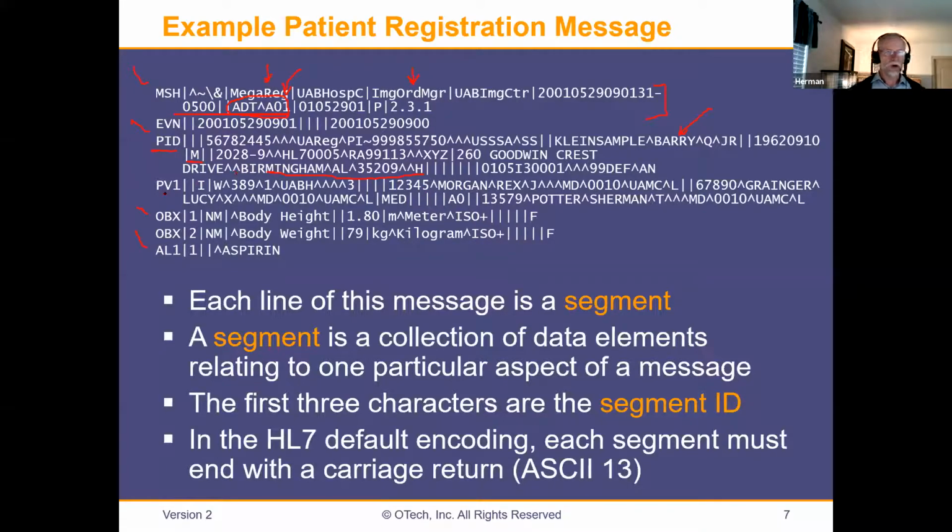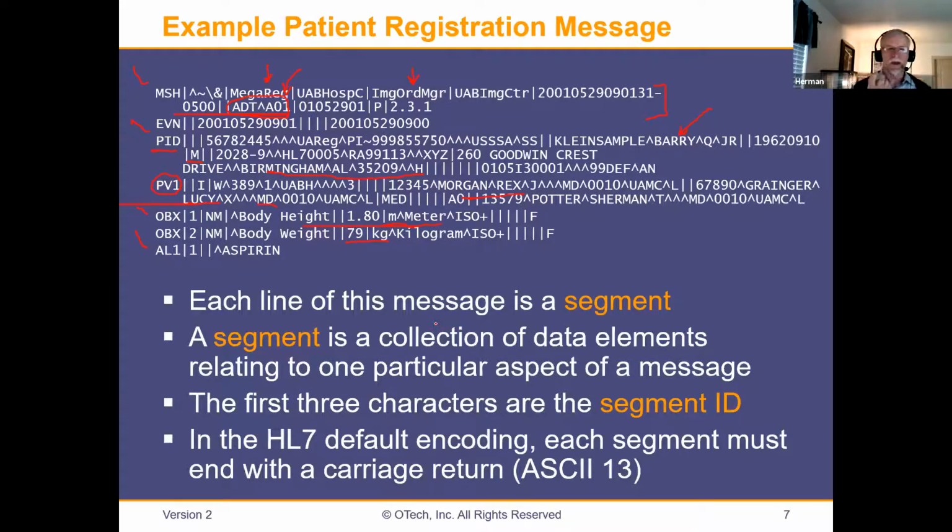And if you want to know the doctors, PV1, visit information: Dr. Rex Morgan, then Dr. Lucy, MDs, all the information right here. And if you want to know the weight, 79 kilograms. It couldn't be more descriptive. The height, 1.8 meters. Couldn't be more descriptive. So you see how easy it is to find information in these messages.